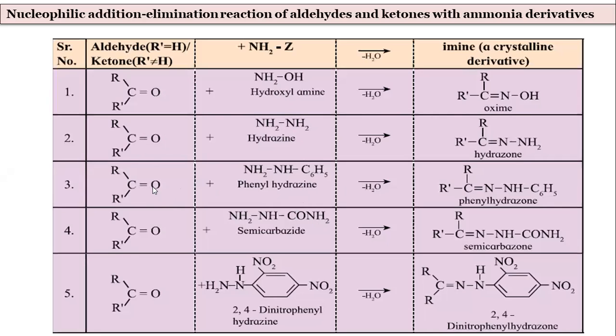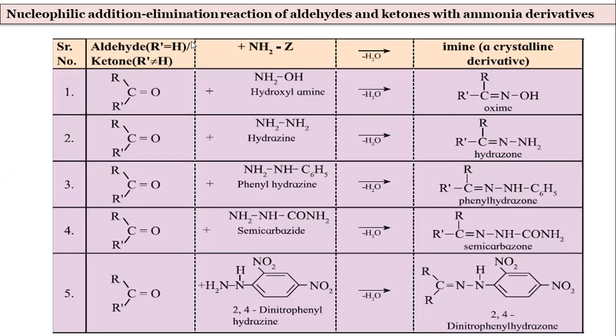If an aldehyde or ketone is given, we only have to remove the water molecule. The oxygen of the carbonyl carbon and two hydrogens of the ammonia derivative, we have to remove, and we get the C double bond N. Such compounds are called imine derivatives. Remember, imine, I-M-I-N-E. It is not amine, it is imine derivative. Imine means C double bond N group, and amine means RNH2 group. It is totally different.